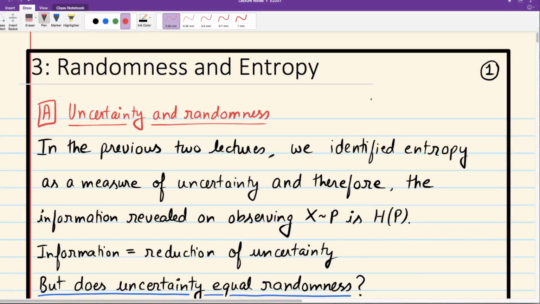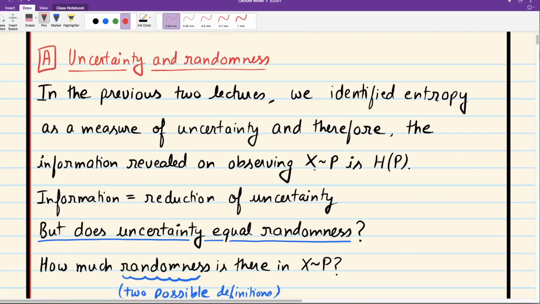So let's begin by introducing another concept related to uncertainty, namely that of randomness. In the previous two lectures, we have identified entropy as a measure of uncertainty, and therefore the information revealed when you observe a random variable x generated from a distribution p is entropy of p, H of p, which I define as summation over x p(x) log 1 by p(x), because the information, as you remember, was reduction in uncertainty.